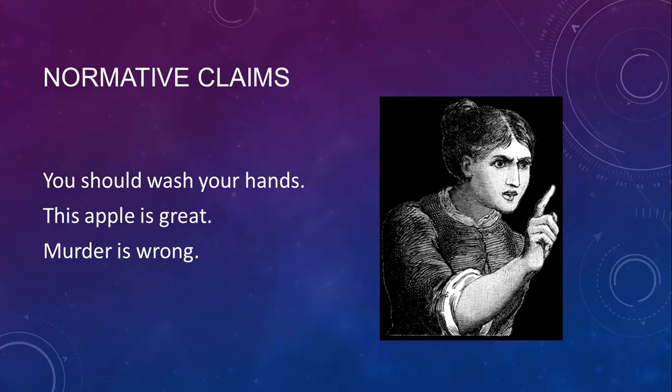Now, let's consider the class of normative claims. For example, you should wash your hands, or this apple is great, or murder is wrong. Those are all saying things about what should be the case, what ought to be the case, and what's right or wrong. And these are not like, I don't know what experiment you would run to figure out whether murder is wrong. What would you observe?